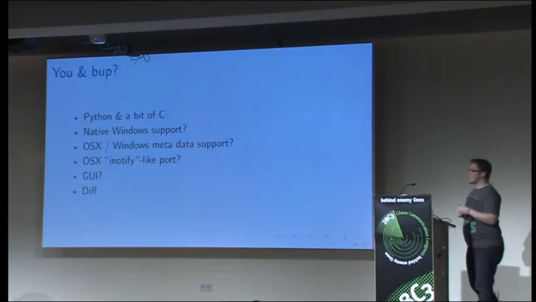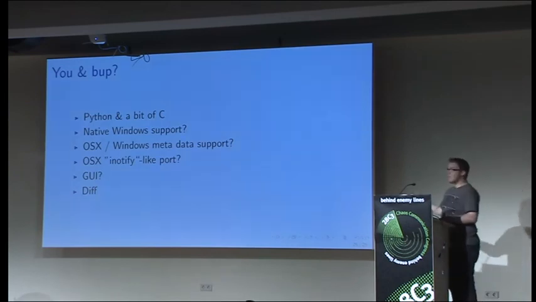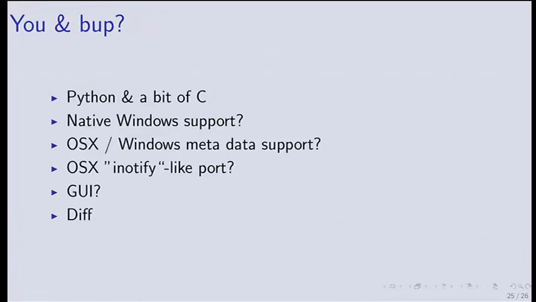Don't ask what BUP can do for you. You know it? Yeah, it's Python. Performance critical parts like calculating the rolling checksum are implemented in C. We don't have a native Windows port. BUP runs in Cygwin, fine. I already backed up Windows systems with it. But yeah, if you're into Python and Windows, join us. Also, we don't have metadata support for OS X or Windows.